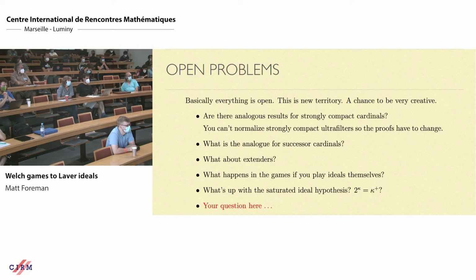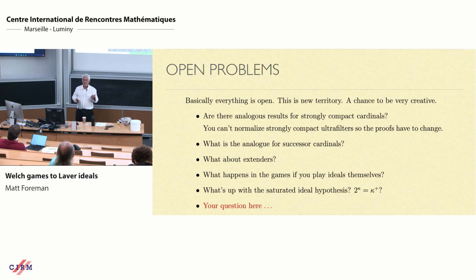What about extenders? So Ralph and I talked about this a little bit. There seem to be reasonable ways of trying to change this into an extender game. So you're staying in the L[V] context and you're staying in the situation where you can normalize filters. I think that looks very promising, where you change the game to playing extenders. What happens in the games if you play ideals themselves? This is close to the Holy-Schlicht games. If you start being required to play ideals on various ends, does that somehow help you get to the case where you're at a successor cardinal?